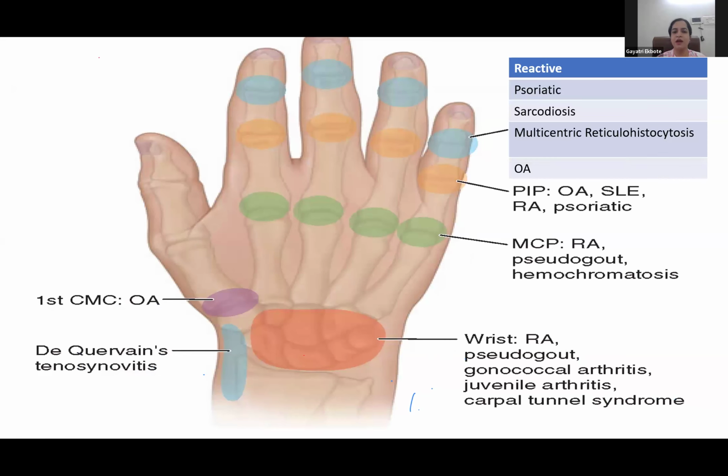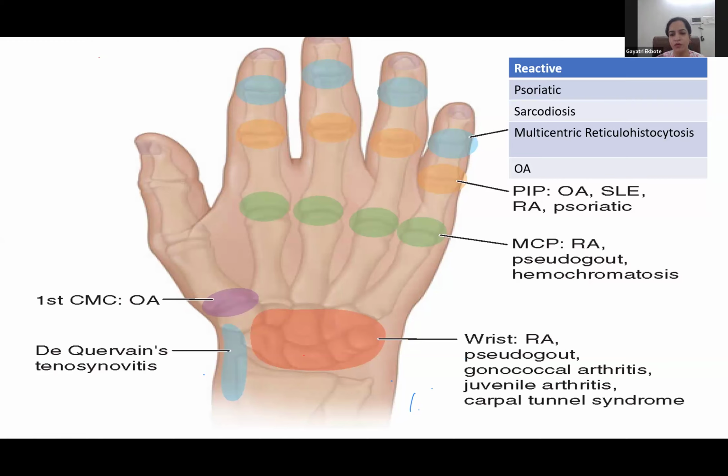This is just a nice hand diagram. You can see a single hand can be a differential for so many joint conditions. Wrist involvement is very commonly seen in rheumatoid arthritis. CPPD, crystal arthropathy or pseudogout, can have wrist involvement. Gonococcal arthritis, especially in males; then you have to ask history of exposure, etc. JIA, juvenile arthritis, and then carpal tunnel syndrome, which is very commonly seen in medicine or neurology OPD.